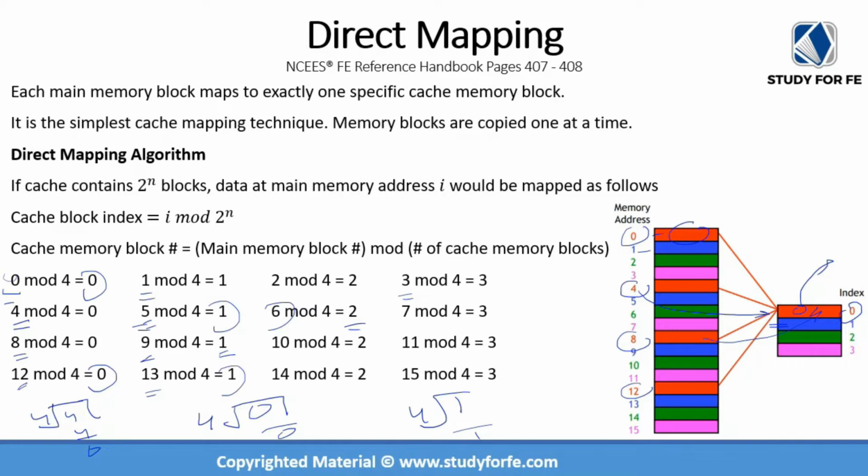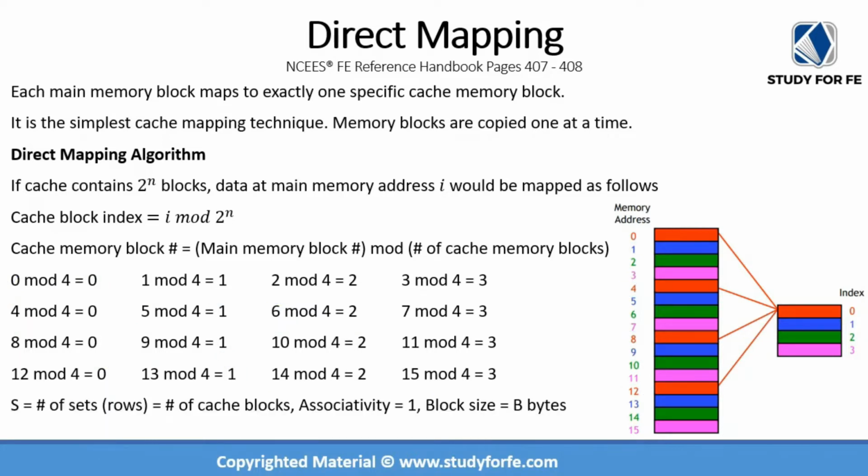And that's what direct mapping is all about. So earlier we saw that equation where C was equal to S times A times B. In the case of direct mapping, S is equal to the number of sets. But in direct mapping, the cache memory consists of blocks or lines. That's why the more generic term row is more appropriate. So S will be equal to the number of cache blocks, and the number of cache blocks is given by 2 raised to power n. Associativity is equal to 1.